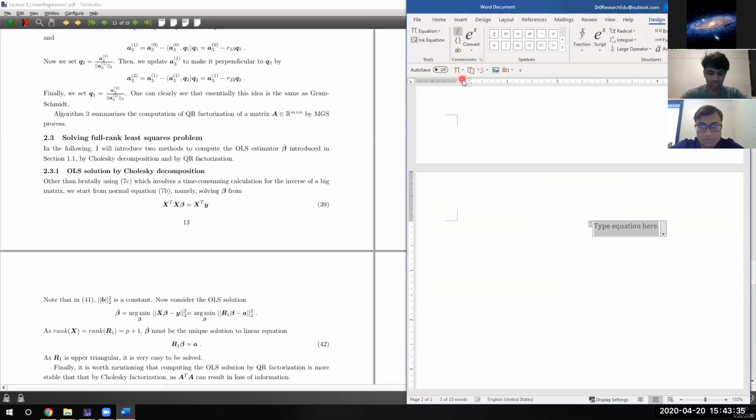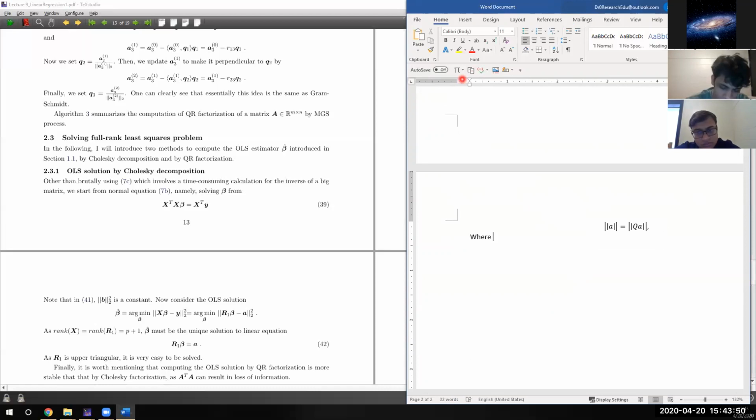Let's see. The norm of A equals the norm of QA, where Q is a unitary matrix. Can someone tell me why? How to prove it? Ara, do you still remember how to show this one? By definition, directly.